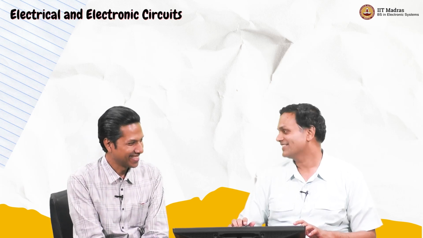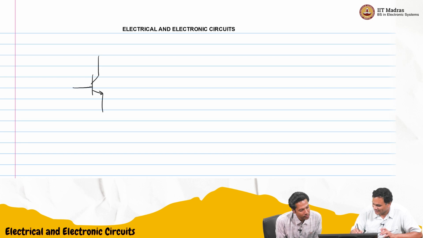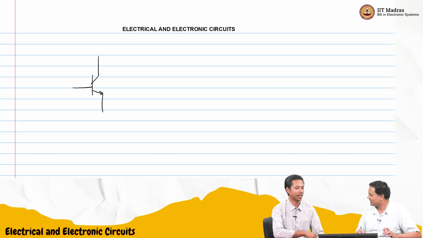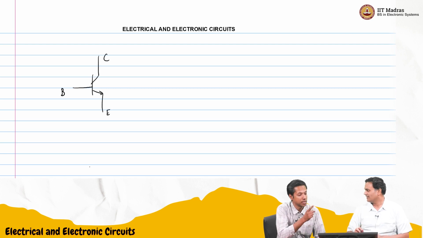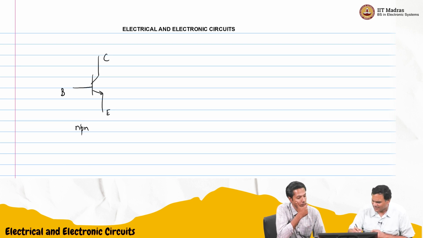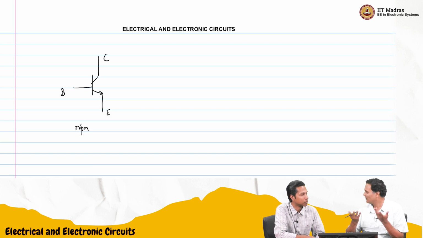Bipolar junction transistors, or the BJT. Maybe just as a quick reminder, this is the symbol for the BJT. And this is called the base, collector and emitter. This is NPN, and most of the circuits that we draw will use the NPN. They can also be built with PNP. We will use NPN because it's easier to understand.